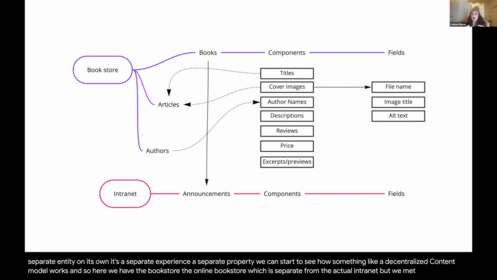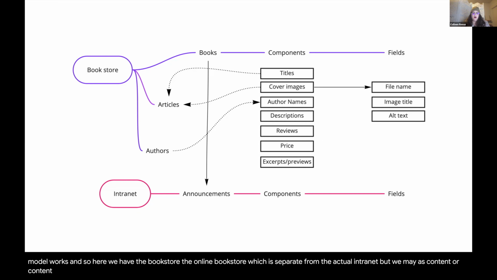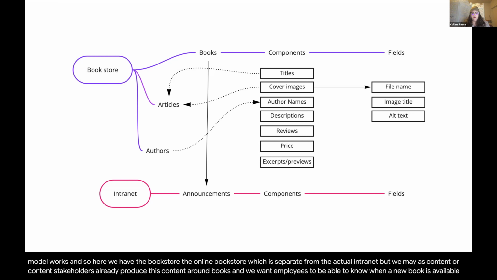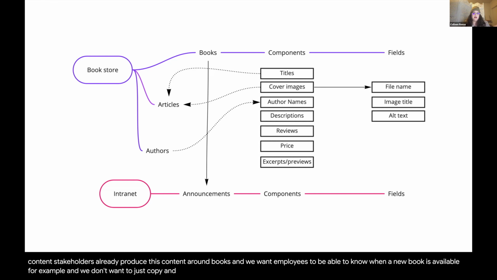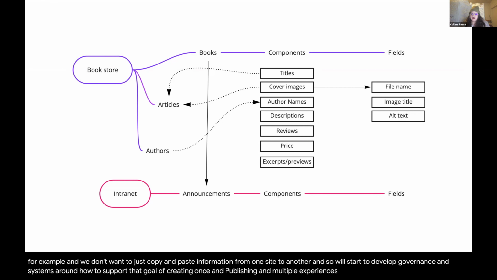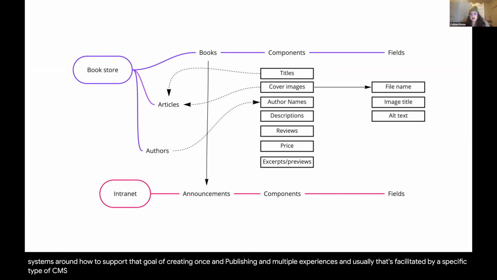But we may, as content stakeholders and owners, look at this and say, hey, we already produced this content around books, and we want employees to be able to know when a new book is available, for example, and we don't want to just copy and paste information from one site to another. And so we'll start to develop governance and systems around how to support that goal of creating once and publishing in multiple experiences. And usually that's facilitated by a specific type of CMS, and they're called headless or decoupled CMSs.